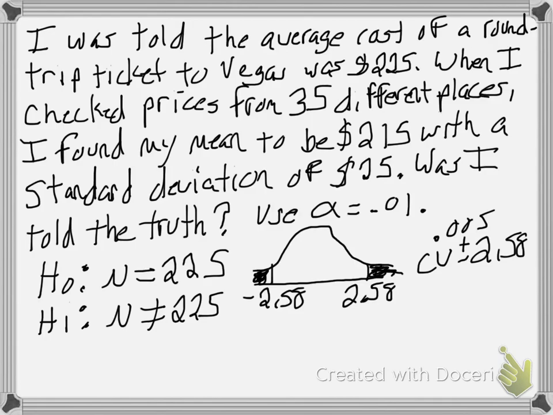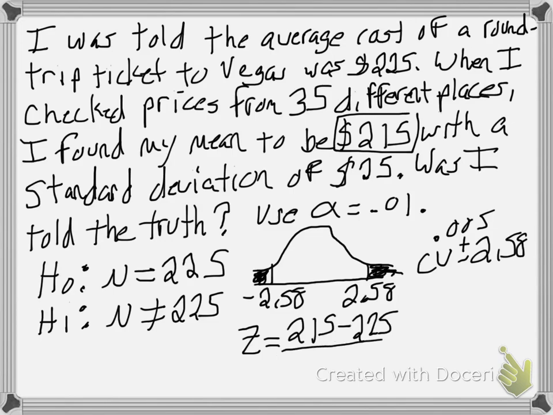Now, going back to step 3, we need to find our actual z-score. Please, guys, set up the z-scores properly. Remember, it's always observed minus expected. What was observed? He found his mean to be 215, so it's going to be 215 minus 225. Some of you told me on the last test that z-scores can't be negative. Yes, they can. So 215 minus 225 divided by the standard deviation, which was 25, over the square root of 35. If you do your math carefully, you should get negative 2.37.